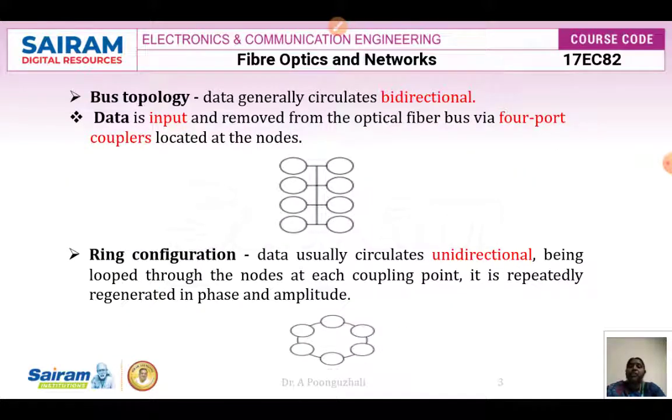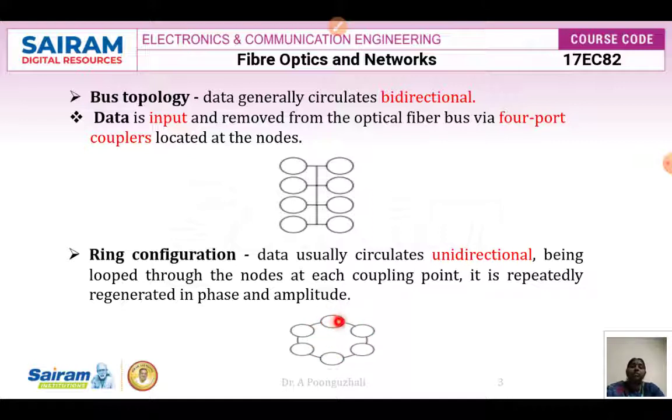First we will see the bus topology. In a bus topology the data is generally circulated bidirectionally. Here the data is input to and removed from the optical fiber by using a 4-port coupler, which is located at the end of the nodes. Ring configuration is where the nodes are connected in a ring fashion.